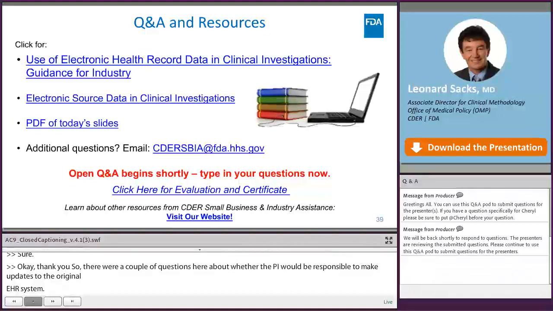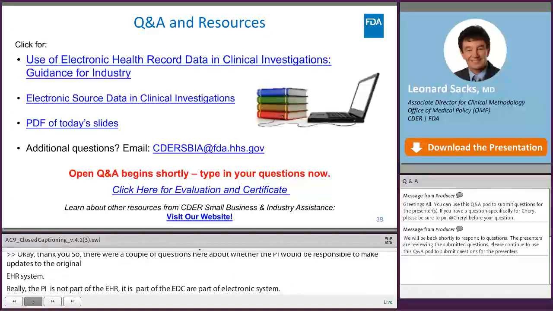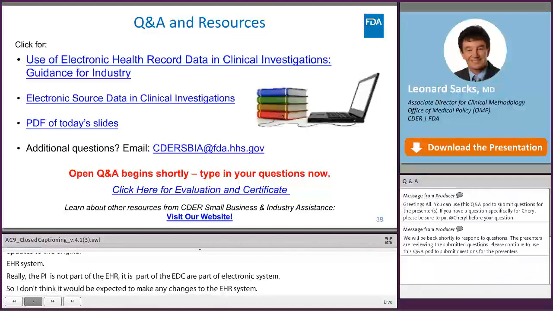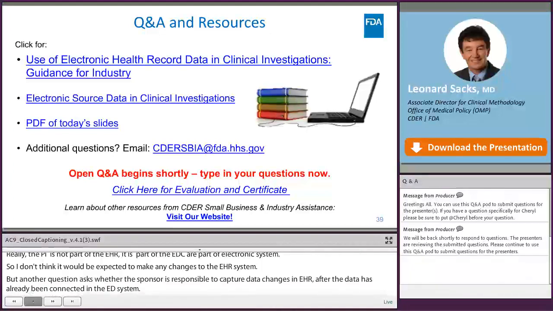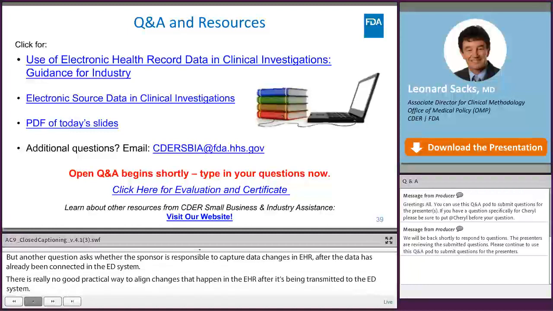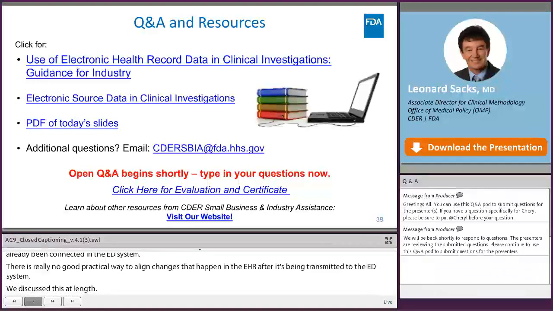But another question asks whether the sponsor is responsible to capture data changes in the EHR after the data has already been collected in the EDC system. And there's really no good practical way to align changes that happen in the EHR after it's been transmitted to the EDC system. We've discussed this at length. It's similar to the paper situation where data may be extracted from paper records and things may happen afterwards.